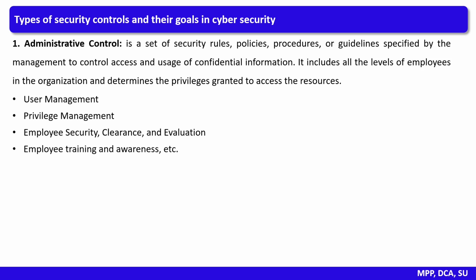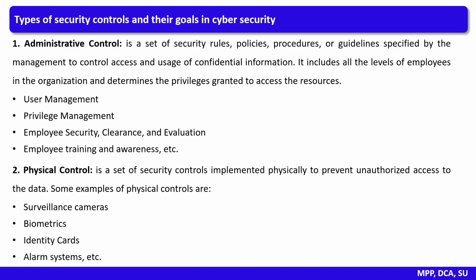Administrative control is a set of security rules, policies, procedures, or guidelines specified by the management to control access and usage of confidential information. It includes all the levels of employees in the organization and determines the privileges granted to them to access the resources. It includes user management, privilege management, employee security clearance and evaluation, employee training and awareness, and many more.